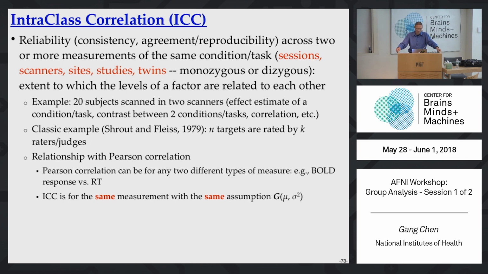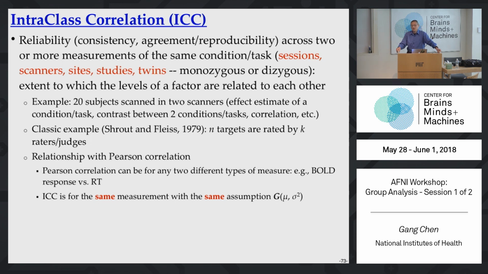When people apply the concept to FMRI, basically you want to measure reliability. What kind of reliability? For example, you scan the same group of subjects twice, once one time, the next time another, with exactly the same task. So you want to see how reliable the effect is, because it's the same group, same task, just repeated once. That's called an intra-class correlation.